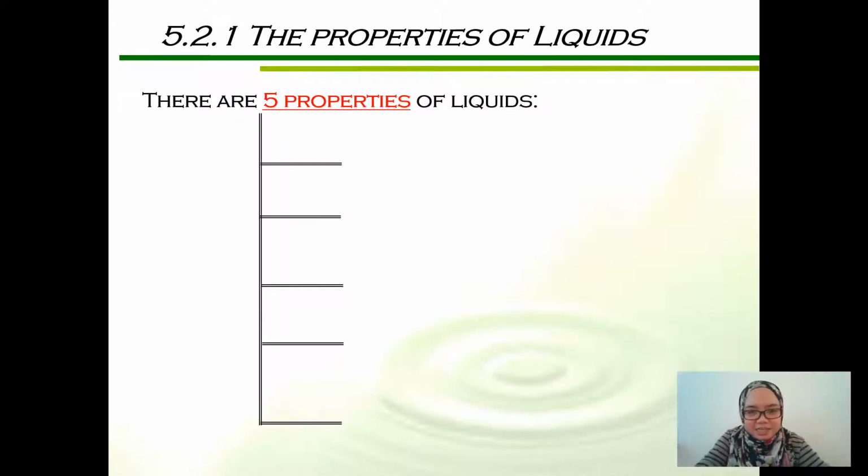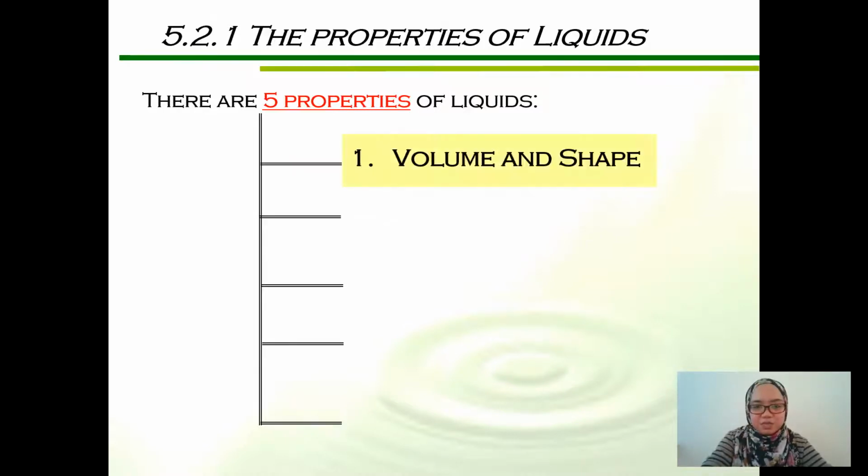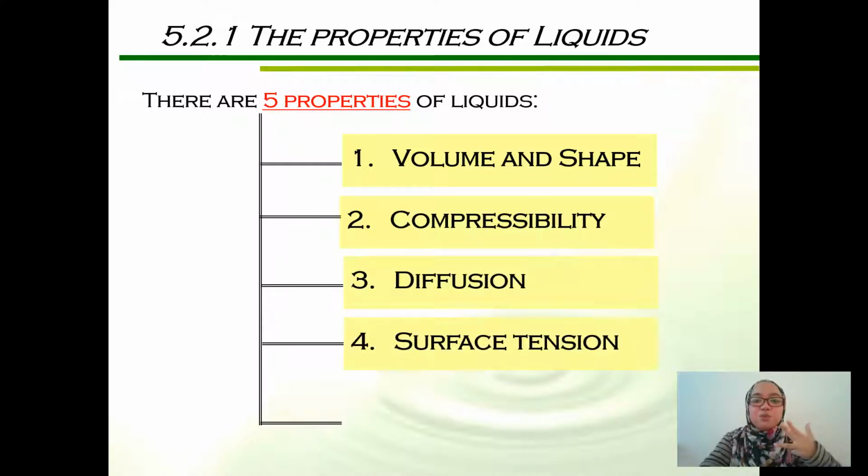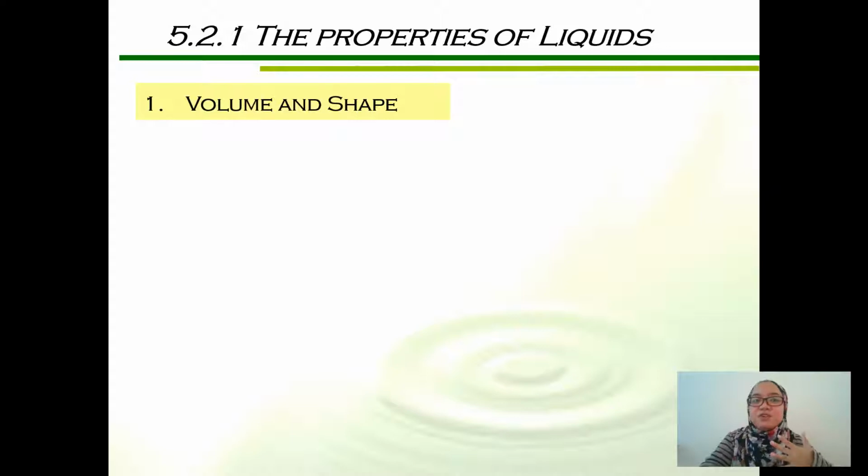So basically there are 5 properties of liquid. The first one is the volume and shape. The second one is the compressibility. The third one is the diffusion. The fourth one is the surface tension. And the fifth one is the viscosity. Now we are going to look at the properties of the liquid one by one.